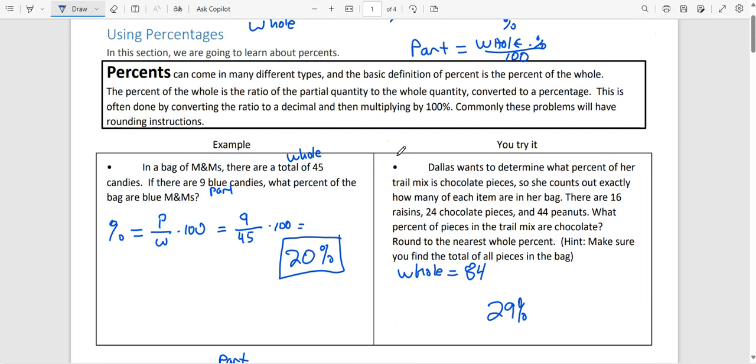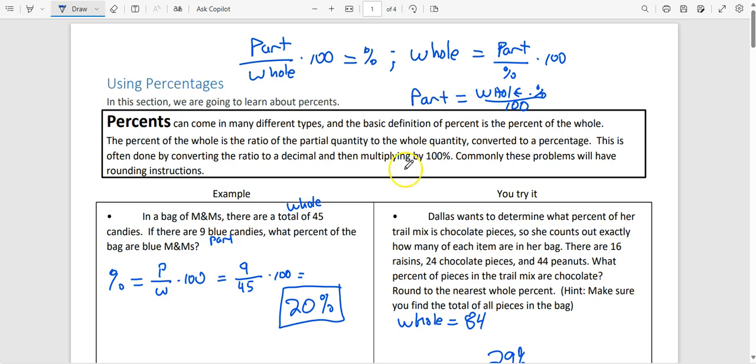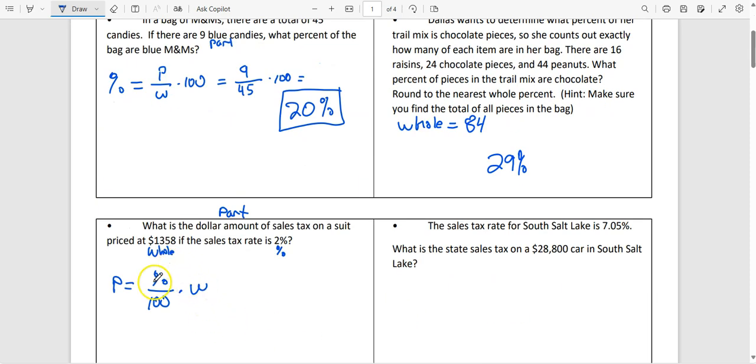The way I had it, very close. Part equals whole times percent divided by 100. Whole times percent divided by 100. Yeah, perfect. So on this problem, the percent is 2. We have the divide by 100, and the whole is 1358. In fact, we can even use the unit dollar sign.